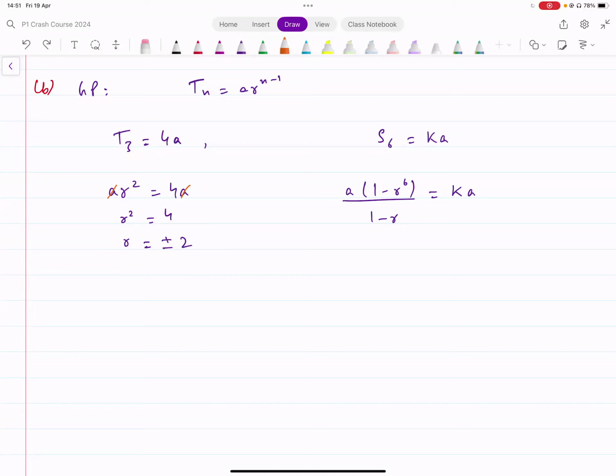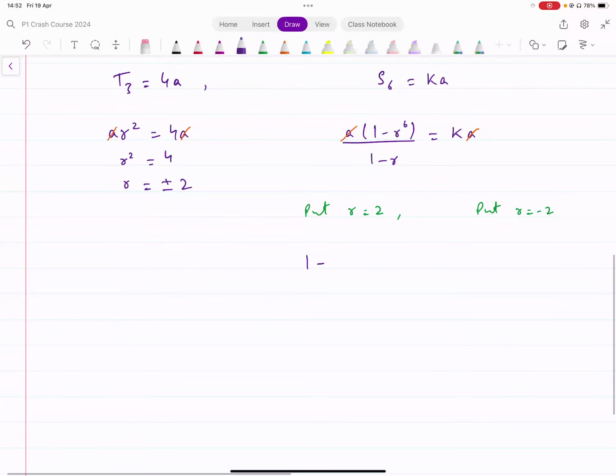Here as well, we've got a on both sides. It's multiplying with the whole thing. We can divide a on the other side. It's going to get cancelled. And we're just left with k equals this thing. And now all you have to do is put r equal to 2 in this once, and then you put r equal to minus 2 in this once.